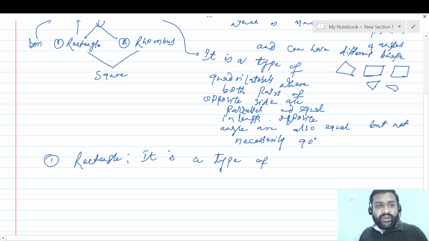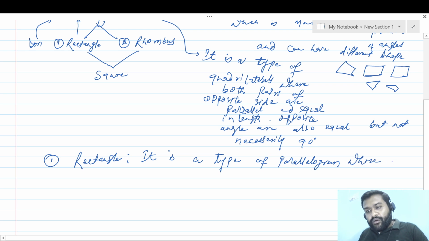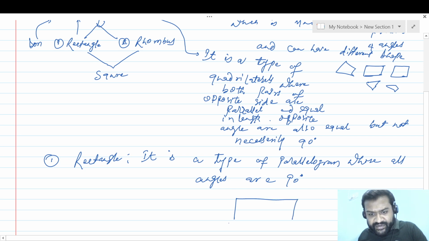It is a type of parallelogram whose all angles are 90 degrees. Okay, so I'll make a figure of a rectangle. This is our rectangle whose all angles are measured to be 90 degrees.